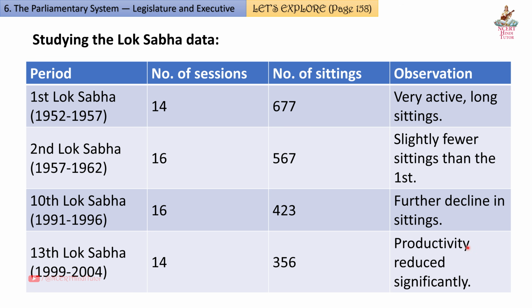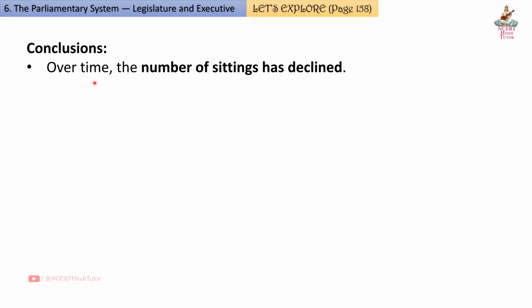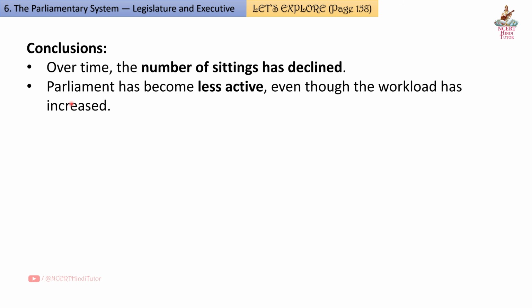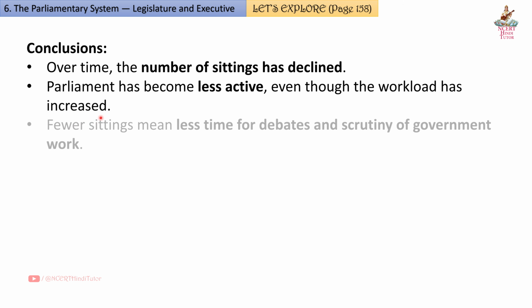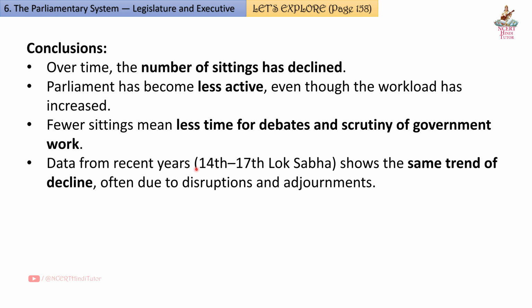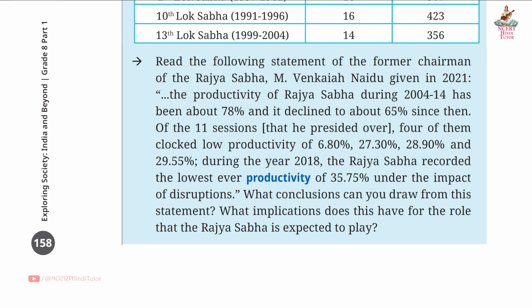Observation: productivity reduced significantly. Conclusions: over time, the number of sittings has declined. Parliament has become less active, even though the workload has increased. Fewer sittings mean less time for debates and scrutiny of government work. Data from recent years, 14th to 17th Lok Sabha, shows the same trend of decline, often due to disruptions and adjournments.